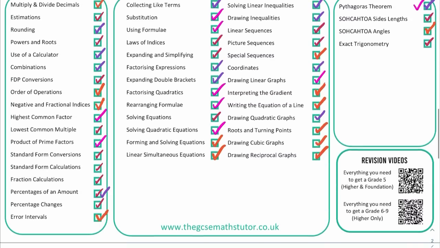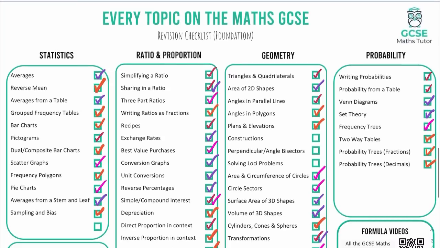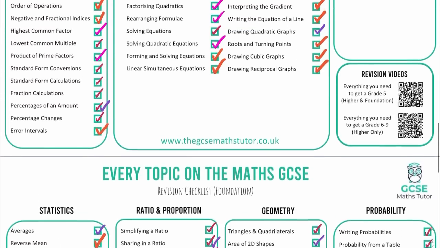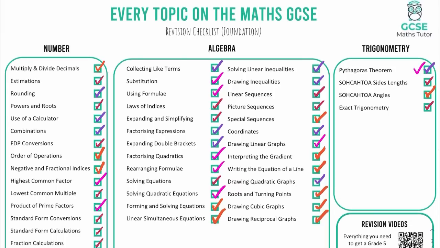As you can see on the revision checklist, we have now covered every single topic with the exception of perpendicular and angle bisectors and some loci problems and constructions. So I will link those videos in the description so that you can check out that topic as well. Using these videos now, you will be able to have a practice at absolutely every single topic across this revision checklist. So do make sure you get this downloaded, but we are going to get started with the video.